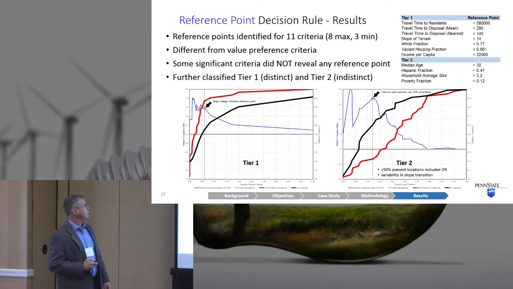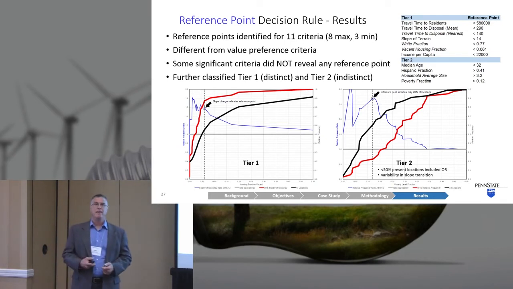Let's look at these results. Once again, identified 11 criteria, not the same ones though. So 4 of them were actually different than those identified in value preference methods. And some of the criteria that definitely were important did not yield a reference point. So it doesn't mean they're not important, it just means there isn't a threshold level that seems to be achieved with those criteria.